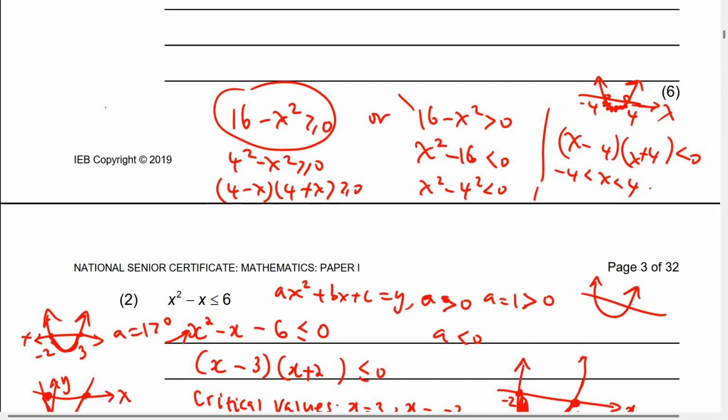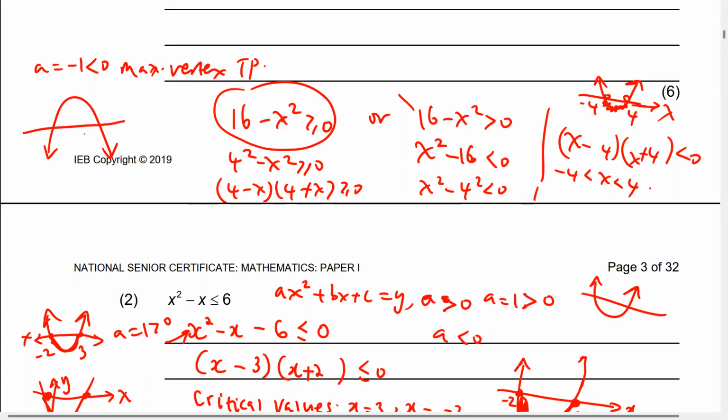Right, so your critical values would be... it's going to have a maximum vertex. This one has a maximum vertex because the coefficient of x squared, a, is -1. It means we have a maximum vertex, or rather, I don't want to call it a vertex, the turning point, right?